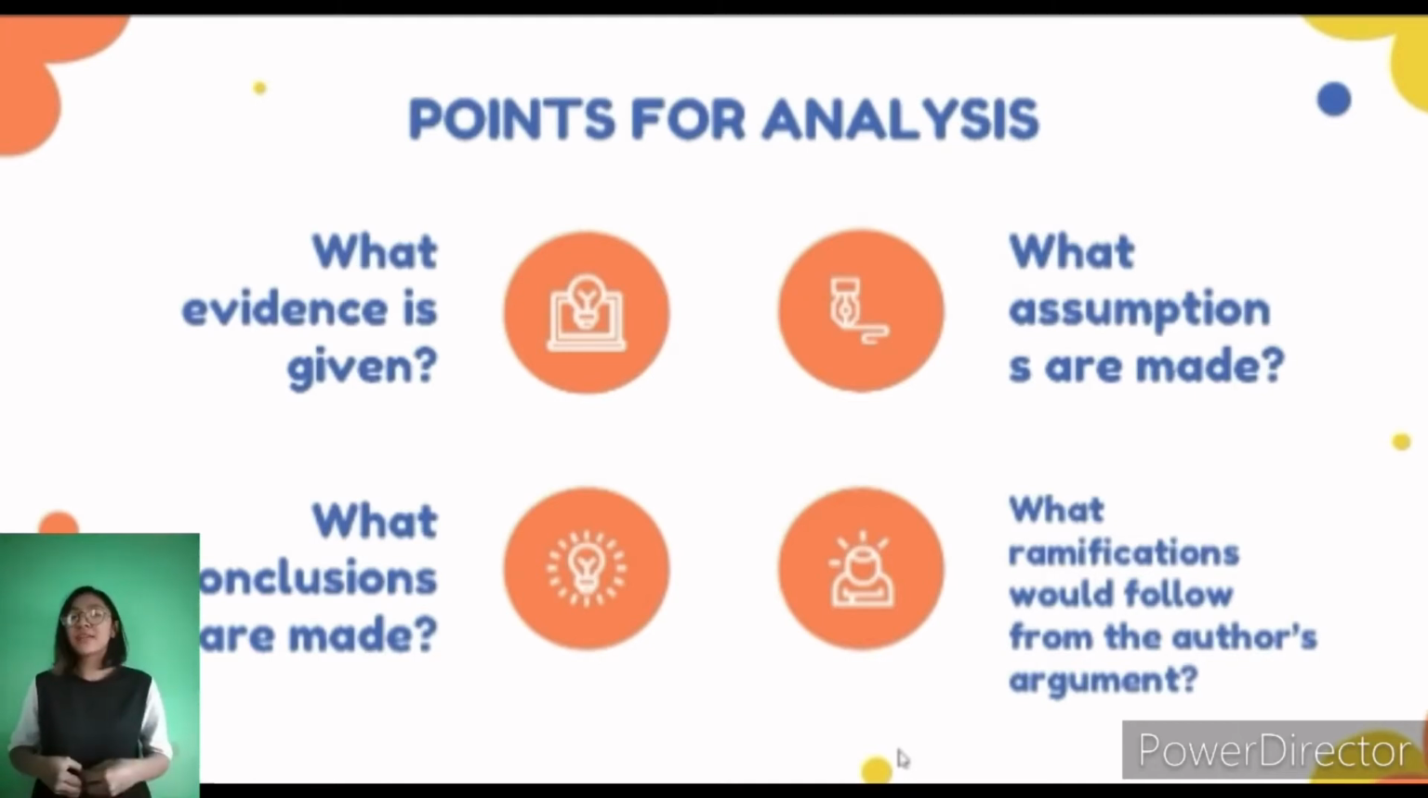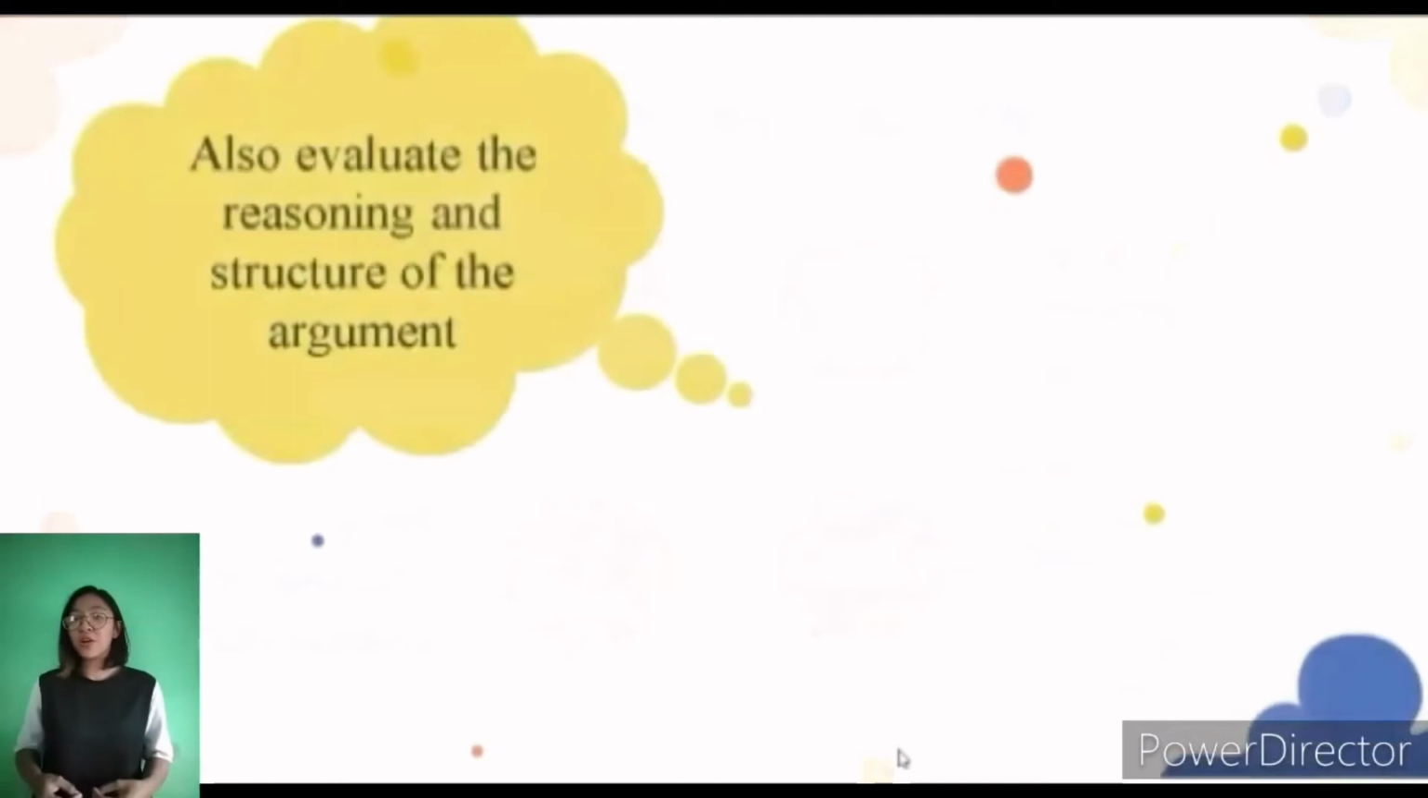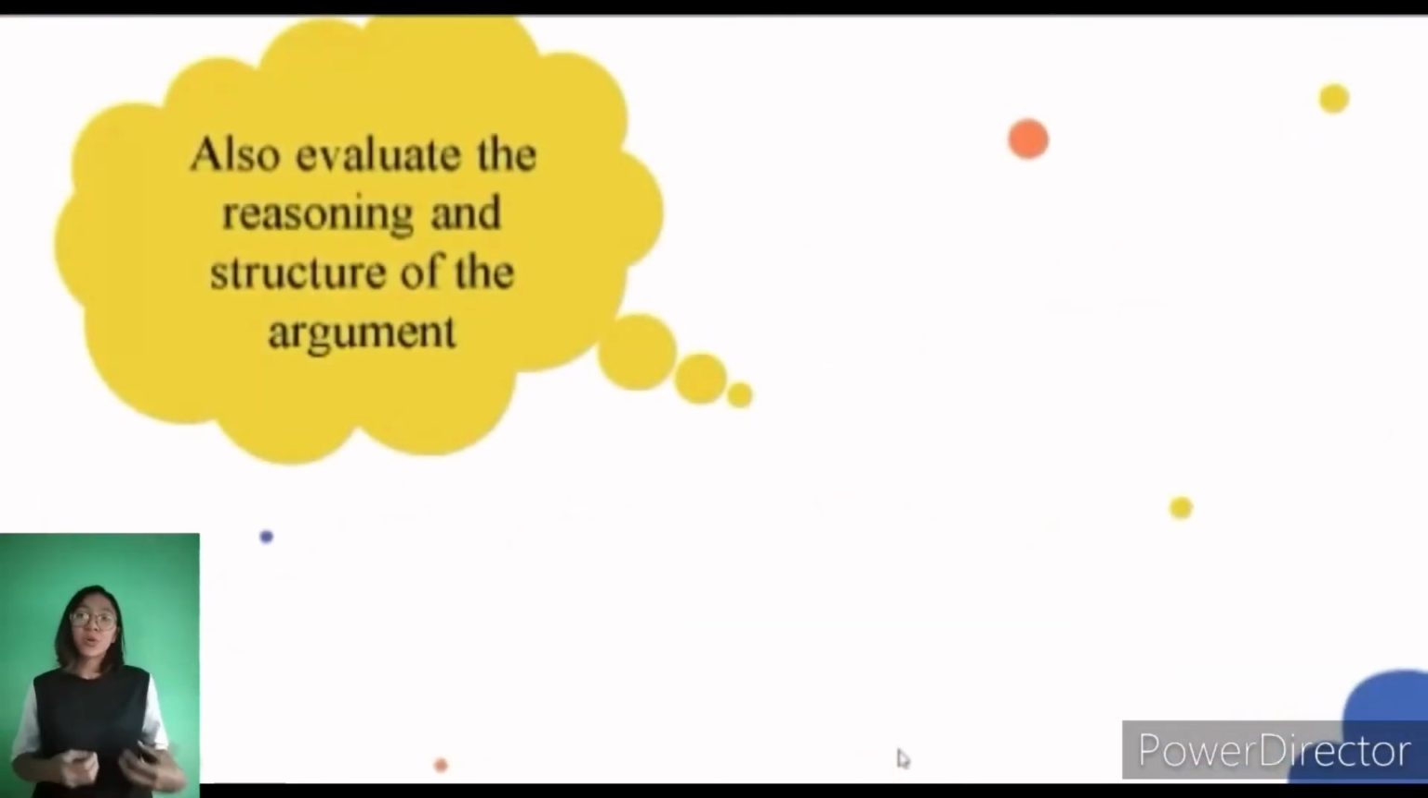3, what assumptions, likely not stated, are made. Assumptions are beliefs, often unstated or unexamined, that the author holds in order to make a particular position. 4, what ramifications, perhaps not stated again, would necessarily follow from the author's argument. This is when you examine the aftermath.